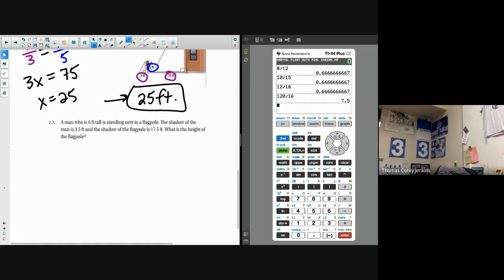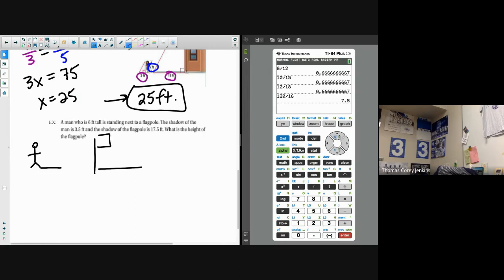Okay, so I'm going to do this without a diagram, but I would say if you struggle to organize your thoughts here, sketch that out, right? So you've got a man and a shadow, you've got a flagpole and its shadow, and then you can use that diagram to put things together. Okay, I'm just going to use the words.